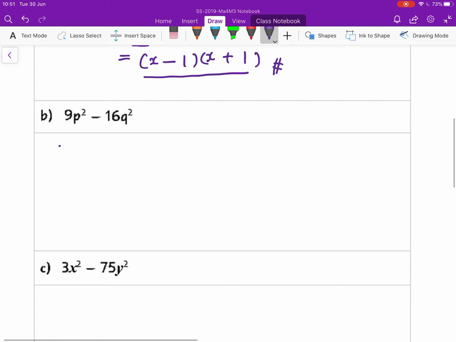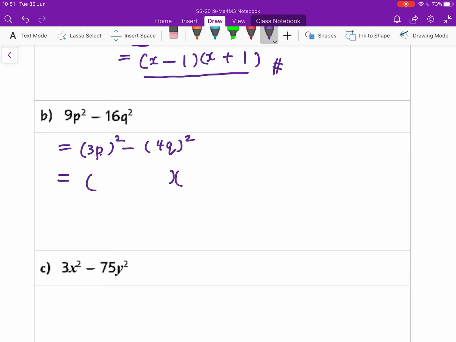Exactly the same method here. Can I write this as a difference between two squares? Looks like I can write this as 3p. So 3 squared is 9, p squared is p squared. So this 3p bracket squared is the same as 9p squared. And of course, similarly, this is 4q squared.